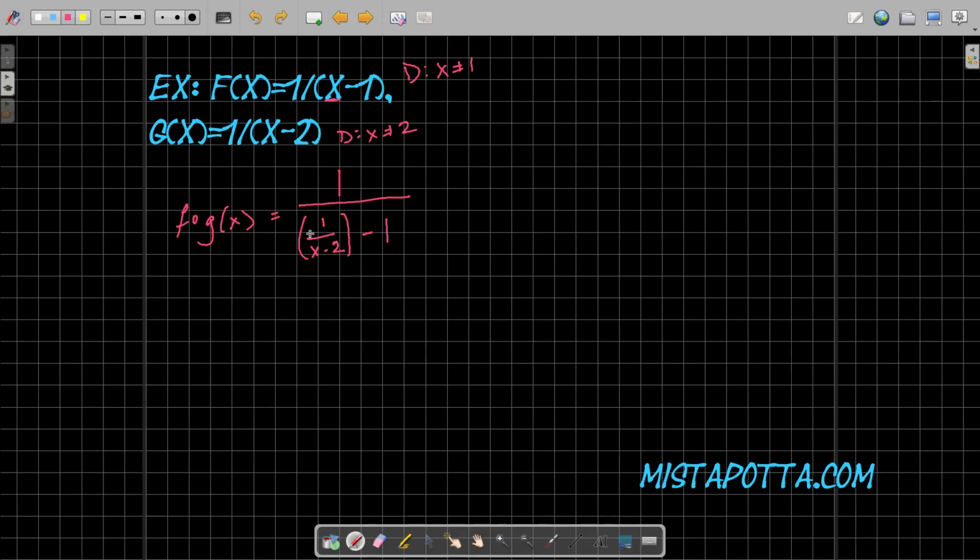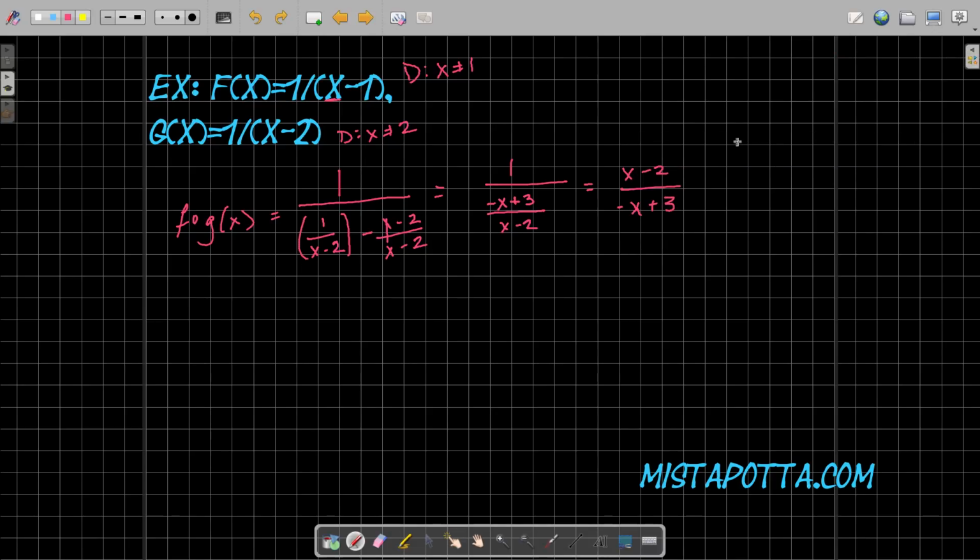Now I'm going to need to simplify this, and probably the easiest way to simplify this is to get a common denominator. So I'm going to have 1 over, my numerator is going to be negative x plus 3 over x minus 2. And of course I've got the reciprocal of a fraction, which means I take the reciprocal of the fraction, x minus 2 over negative x plus 3.